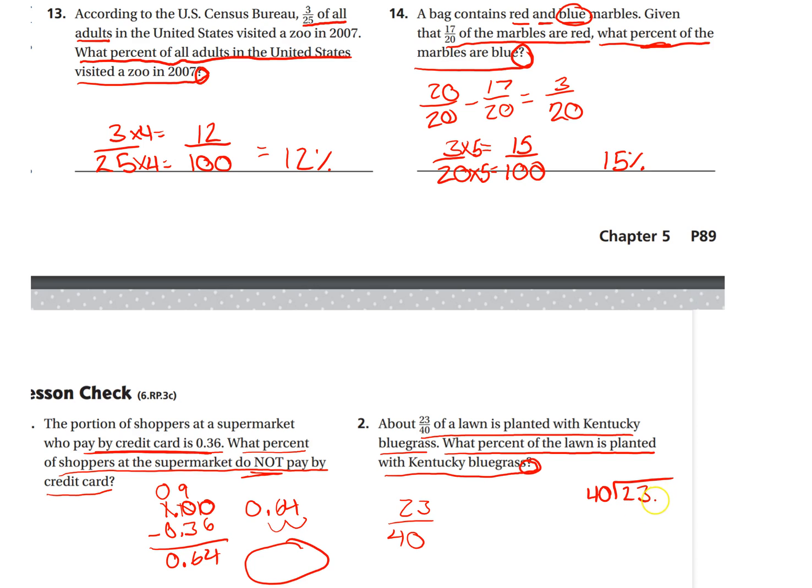So 40 can't go into 23, so I have to add a decimal, add a 0, bring my decimal straight up. 40 goes into 230 5 times, which is 200. Subtract gives me 30. Add a 0, bring it down. And I'll let you go ahead and finish this math out to get that final percent. But again, if you need any help, don't hesitate, raise your hand.